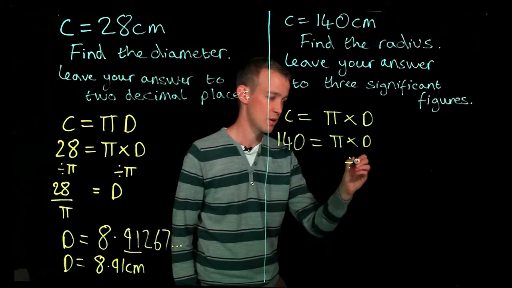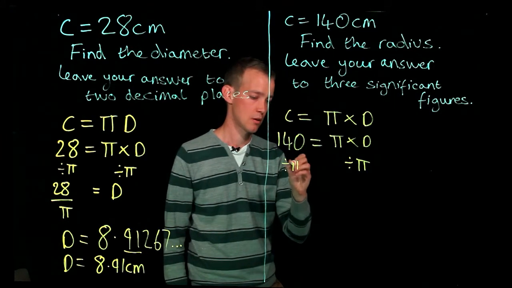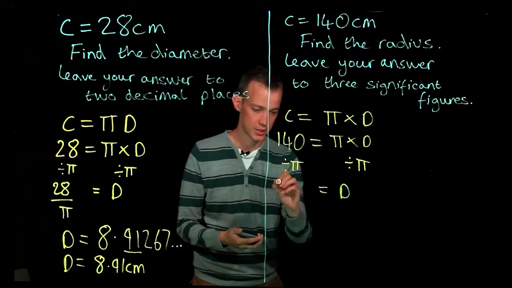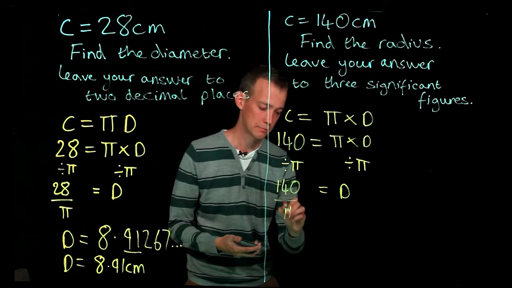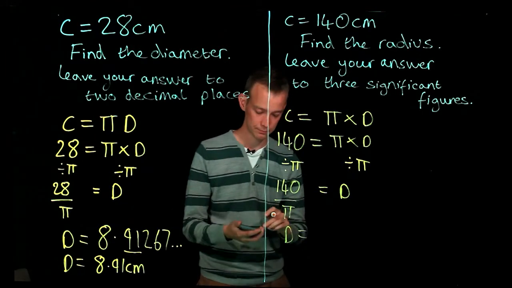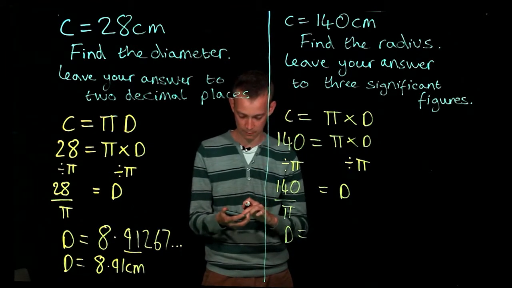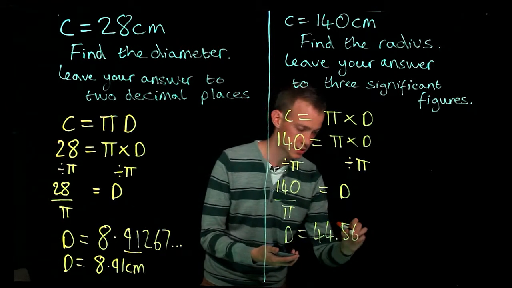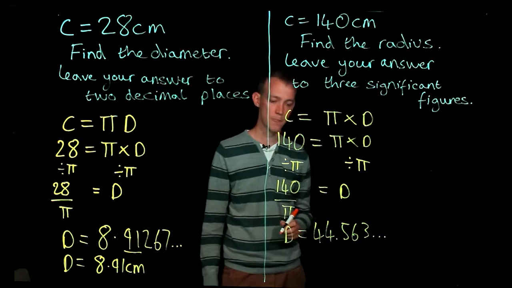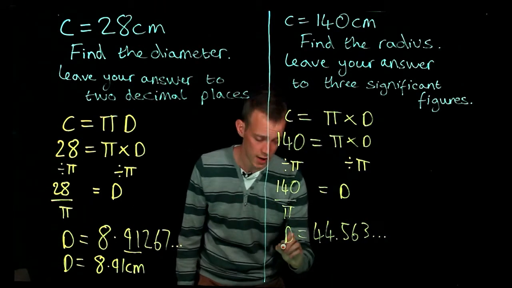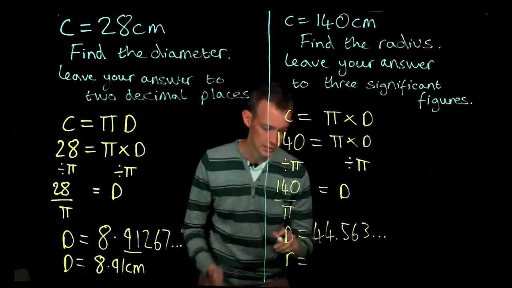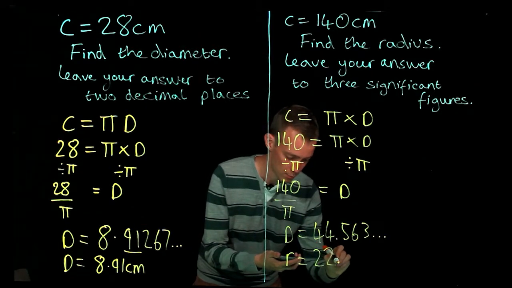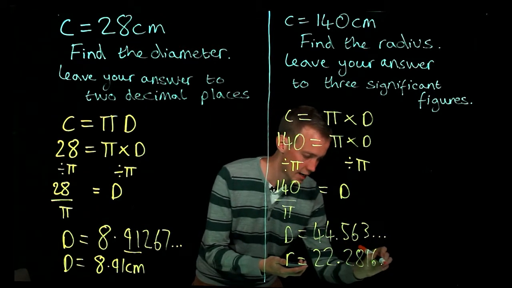So I'll be dividing both sides by pi, and that will leave diameter on its own here. I'm doing 140 over pi. So that means my diameter, 140 divided by pi, is equal to 44.563, and my answer carries on. I need to divide that by 2 to find the radius. So my radius, dividing that by 2, is going to be equal to 22.2816, and it carries on.